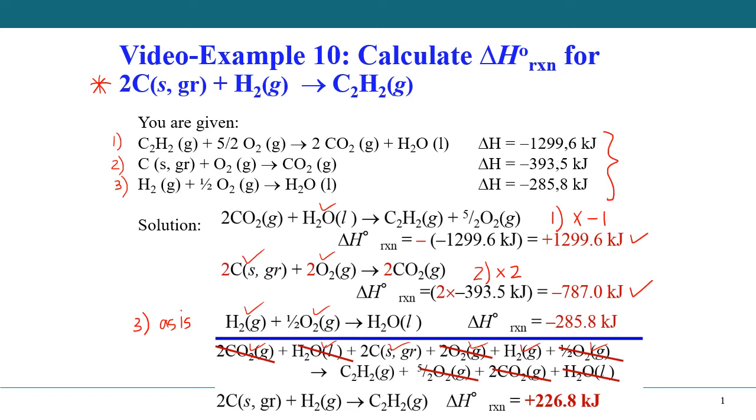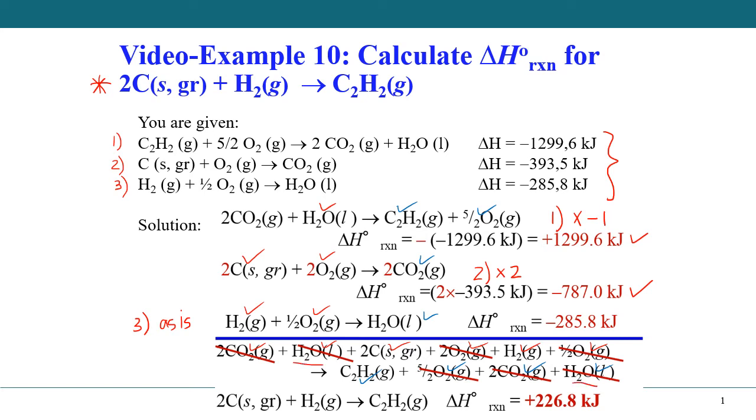And then if we have a look on the right hand side, we've got the acetylene, 5/2 oxygens, carbon dioxide, and the liquid water. Okay. And if we look at what cancels, the carbon dioxide on the left-hand side of the equation cancels with the carbon dioxide on the right-hand side of the equation. The water cancels with the water.